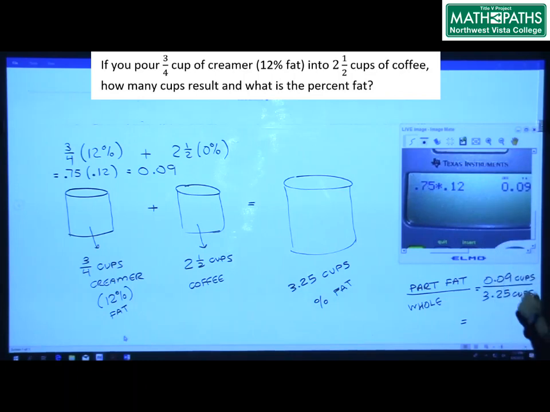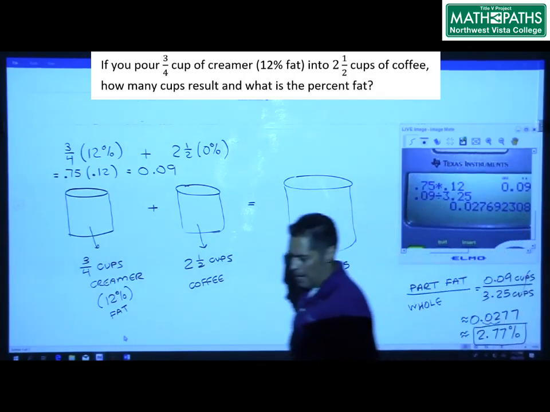And again, going to the calculator, units are going to cancel. 0.09 divided by 3.25. We get 0.027. We'll round this 6 up to a 7. So this is going to be an approximation at this point. And then we'll convert that over to a percentage. So moving 2 places to the right, 2.77%. That is the percent of fat in our coffee after adding the creamer.